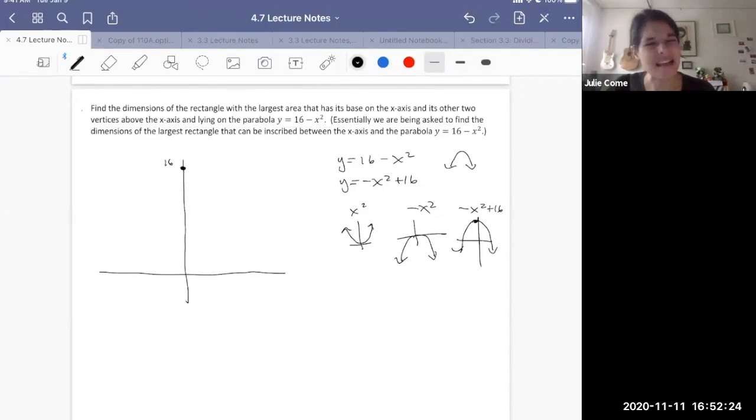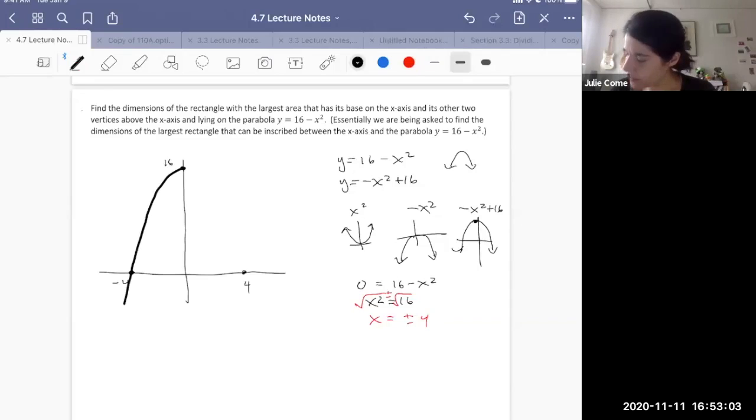What's its x-intercepts going to be? Can I determine where its x-intercepts are going to be? Well, maybe if you know the shape of a parabola, that's probably pretty clear. But if not, remember, you can set y equal to 0 and solve for x. And if I do that, I get x squared has to equal 16, which, be careful, you have to acknowledge the plus and the minus here. X could be positive or negative 4. So we've got x-intercepts at negative 4 and at positive 4. And our parabola looks something like this.